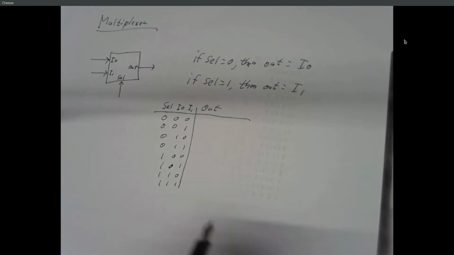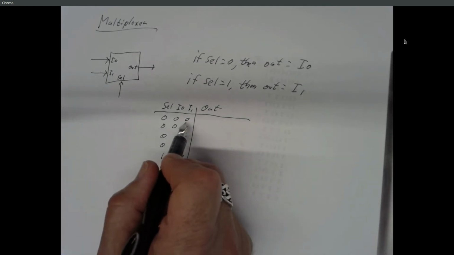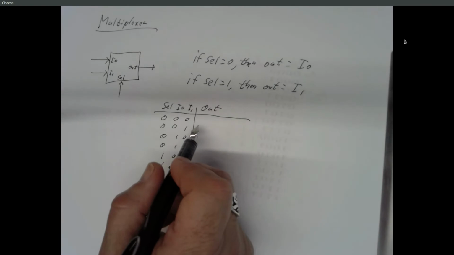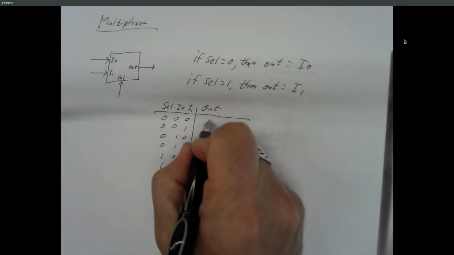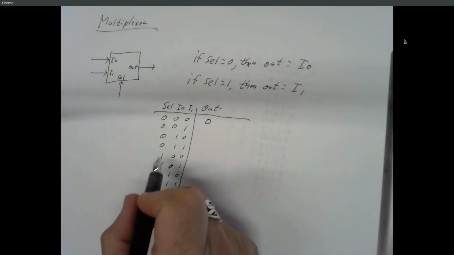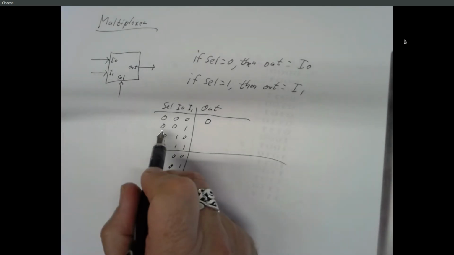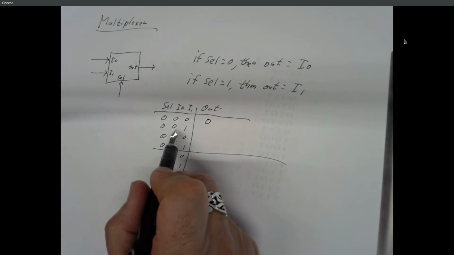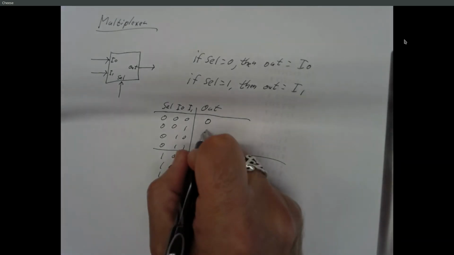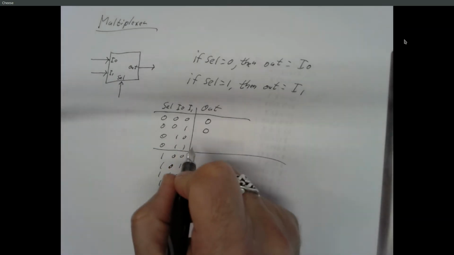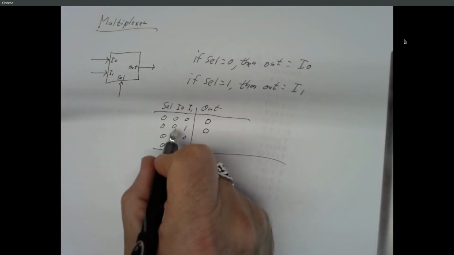So select is 0, input 0 is 0, input 1 is 0. What should the output be? Should be a 0. How about this second row? Select 0, input 0 is 0, input 1 is 1. Should still be 0. Why? Because select is still 0. Select is 0, so it's reading input 0.